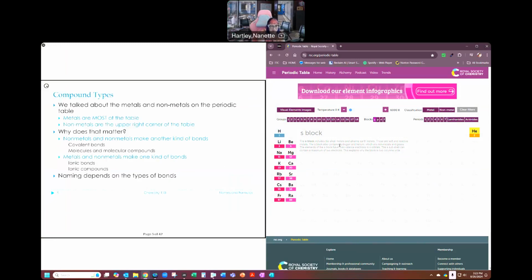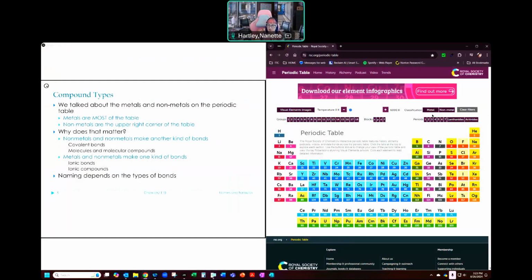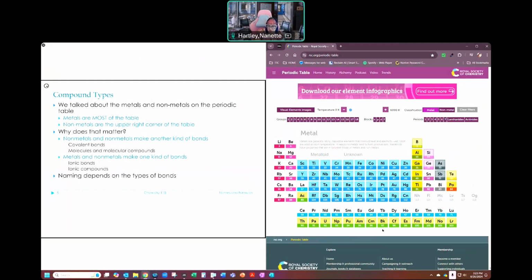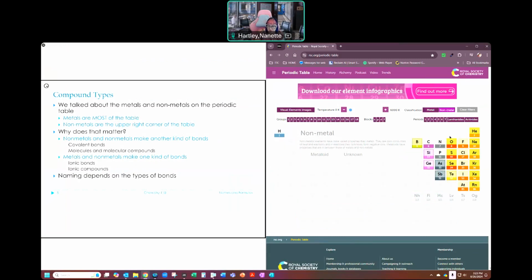All right. So when we were talking about our table, I mentioned to you that there are metals, which is all of these guys over in here, and we had nonmetals, which is all of these guys up in here, right? So there's metals and there's nonmetals. Metals are most of the table, nonmetals are the upper right corner of the table. And it's important to understand that because the metals and the nonmetals, when they bond with other things, it determines what kind of bonds they make.